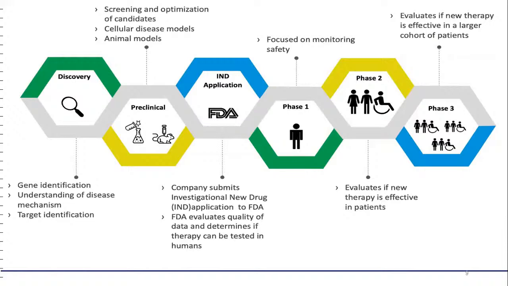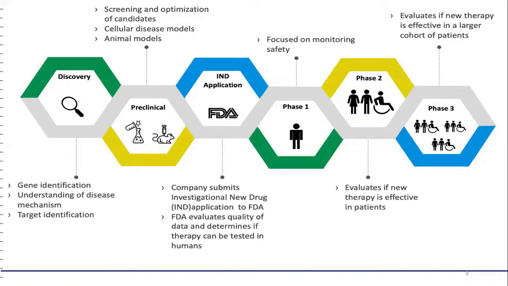Okay. And then we are going to create or discover some compound which can work on those targets. Once we have that, we will move to the preclinical study where we do the testing on animals, cellular disease models, animal models. Okay, all this we are going to do. After that, there is going to be the IND application. We are going to file the investigational new drug application. Okay, the company submits this to the regulatory authority.